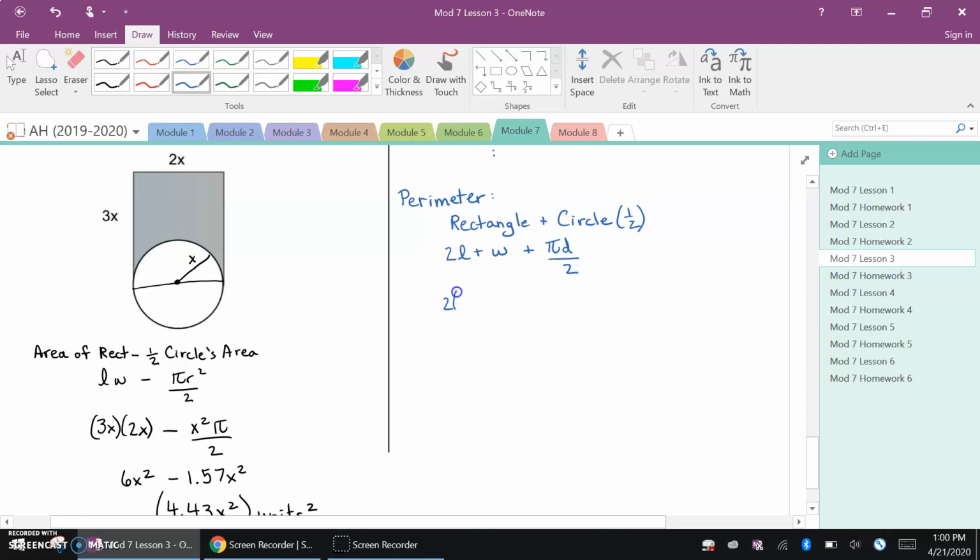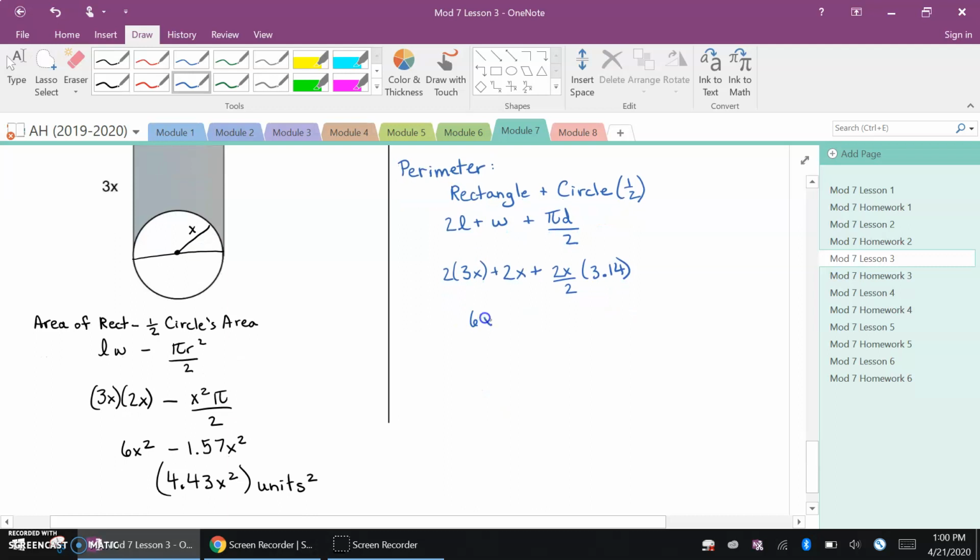So we have 2 lengths that are 3x. We have a width that is 2x. We know that the diameter is 2x, times 3.14. So 2 times 3x is 6x, so we have 6x plus 2x. These 2's are going to cancel, so we have plus 3.14x, and when we add that all up, we will have 11.14x, and then units. And that's a wrap.